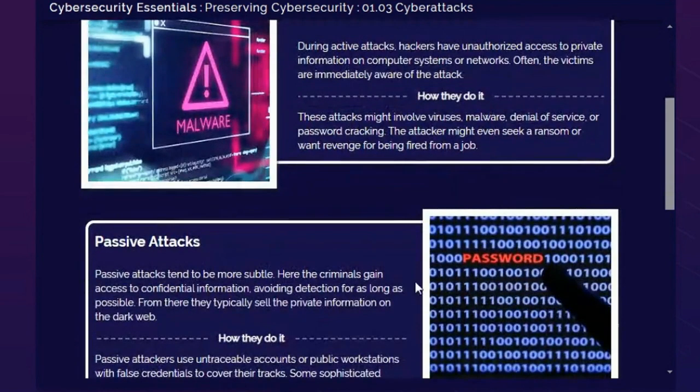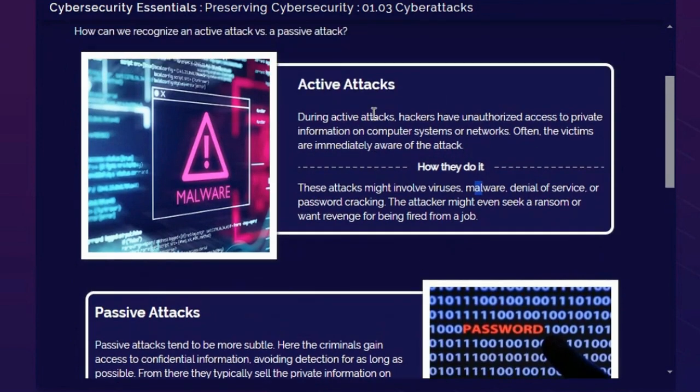How do they do it? These attacks might involve viruses, malware, denial of service, or password cracking. The attacker might even seek a ransom or want revenge from being fired from a job. Maybe it was someone that was working there. And that is an active attack.